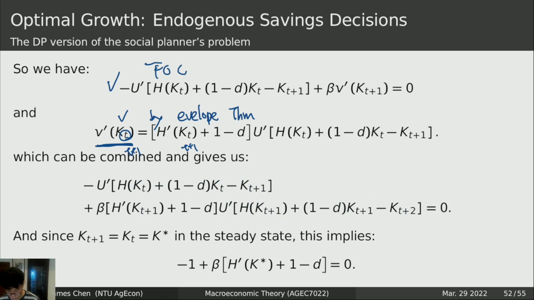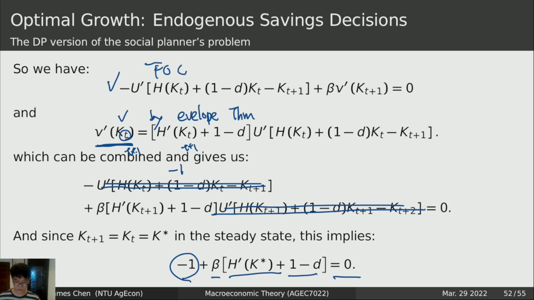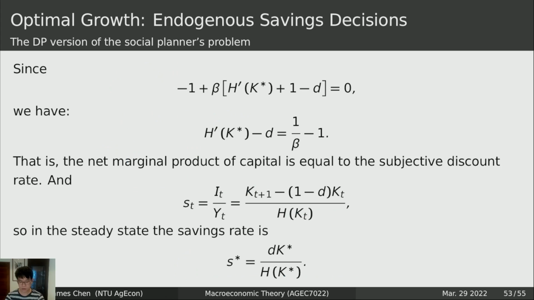Okay, so this crosses out. This becomes minus 1. This crosses out. Okay, so it becomes minus 1 plus beta h prime of k star plus 1 minus d equals 0. Is this slow enough? I hope so. Okay, and if we have this, we can easily find that h prime of k star minus d equals 1 over beta minus 1.